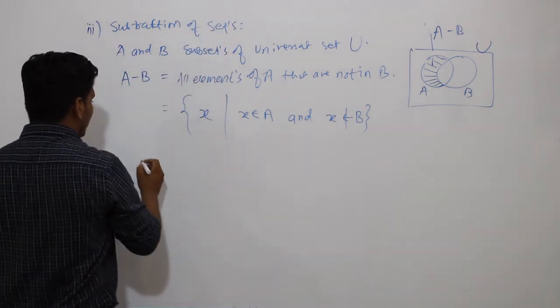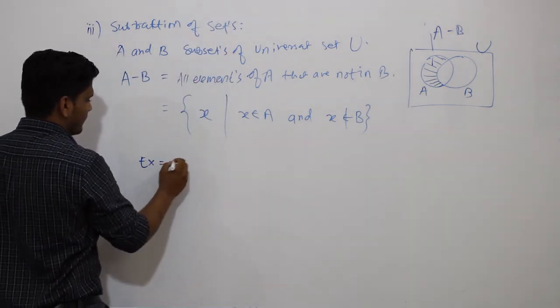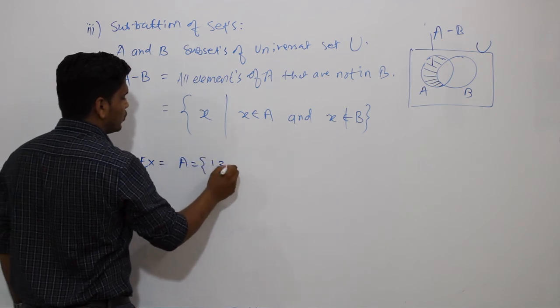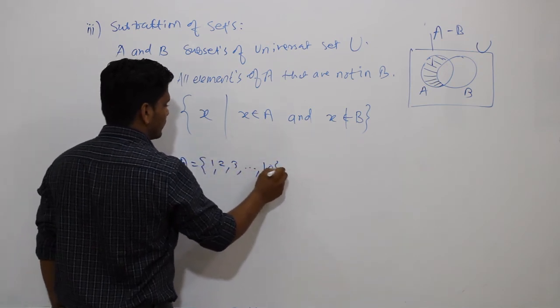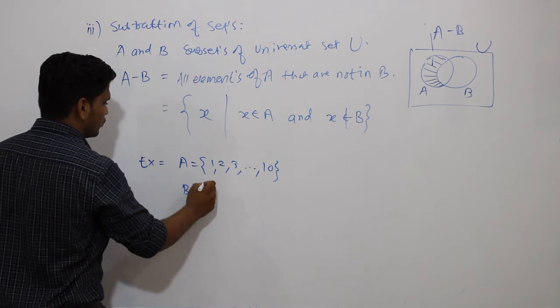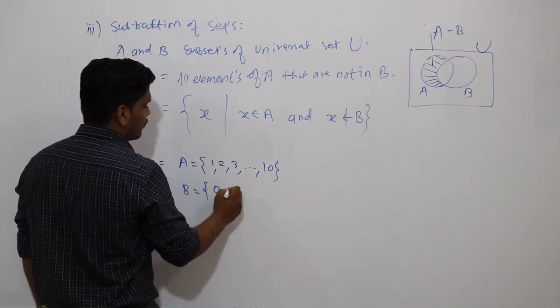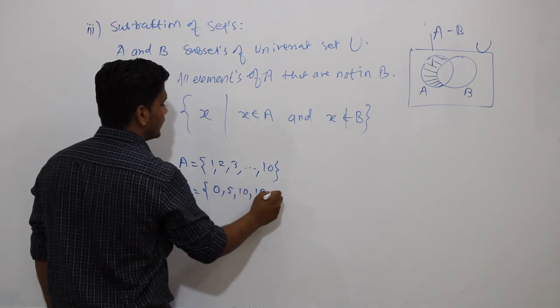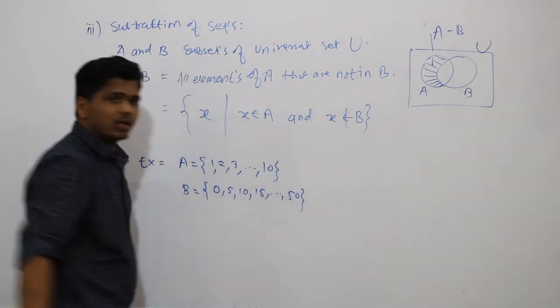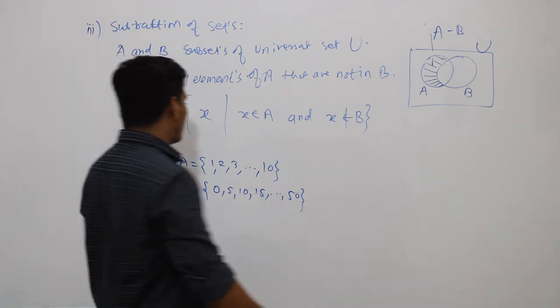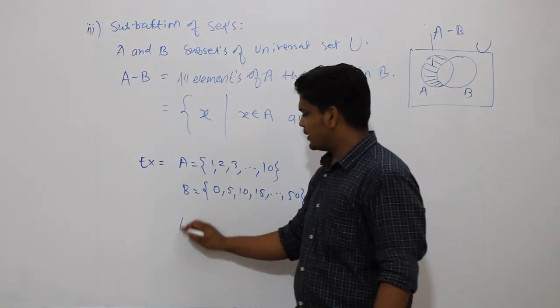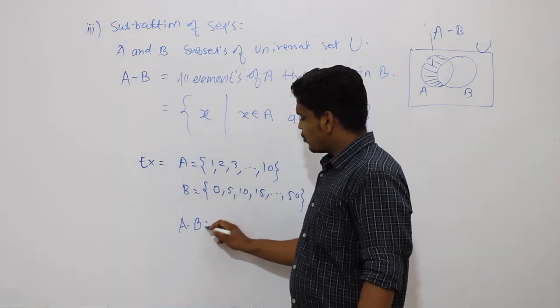Now suppose, consider an example. A equals 1, 2, 3 up to 10 and my B equals 0, 5, 10, 15, dot dot dot 50. Okay, this is my B set. Now what I will do, I will calculate A minus B. Okay, A minus B. What will it be?